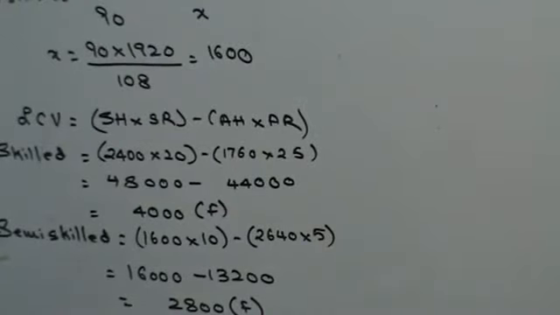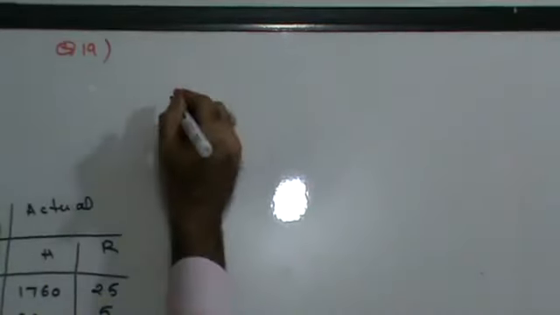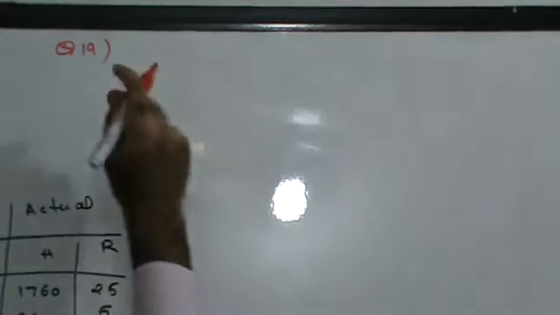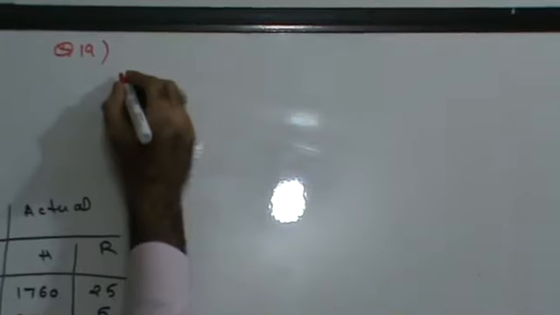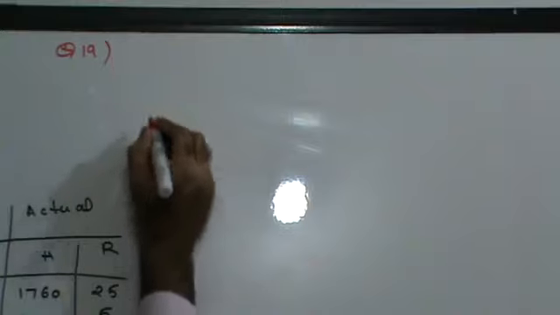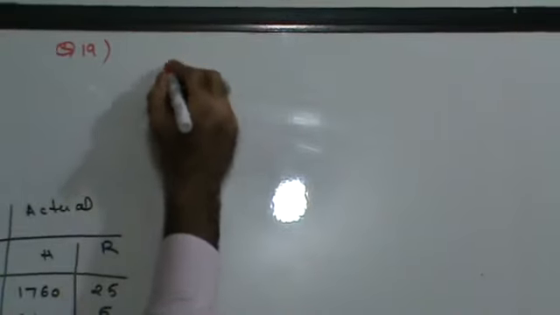Let's see question number 19. Okay. Question number 19 is rather interesting. It has material as well as labor in it. So we'll have to make a separate table for both of them. Right? We'll first do the labor part. Since we are on labor, let's do the labor part first.